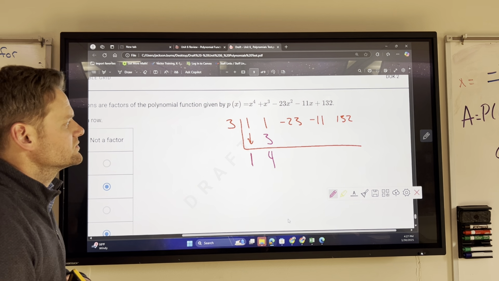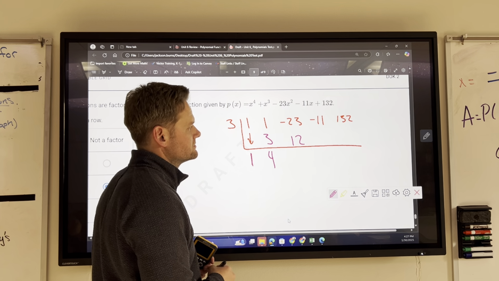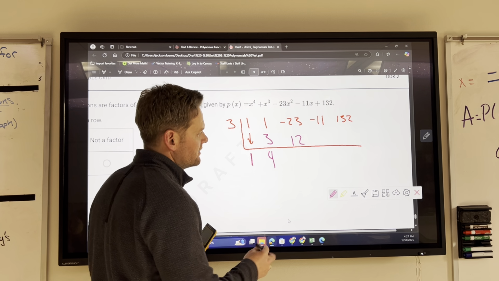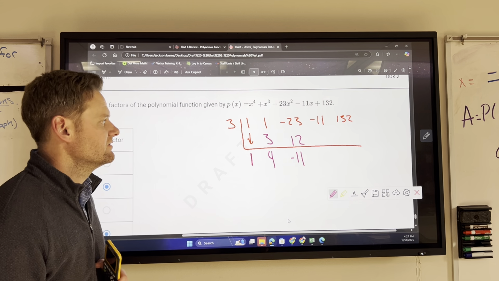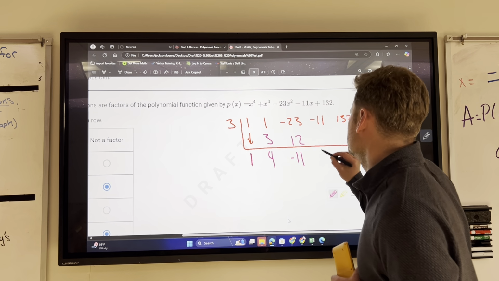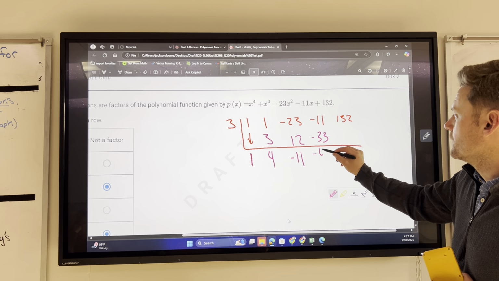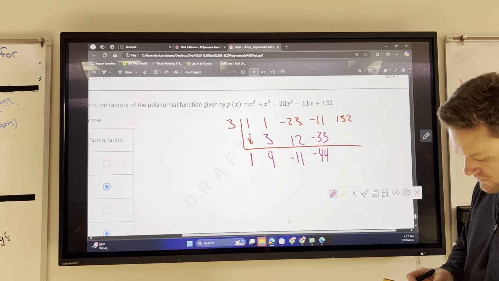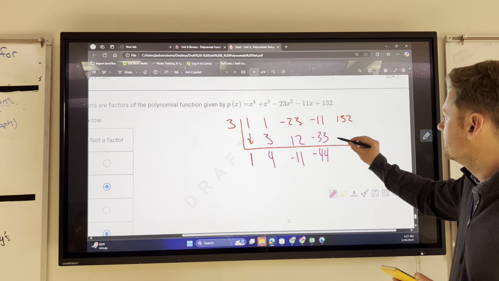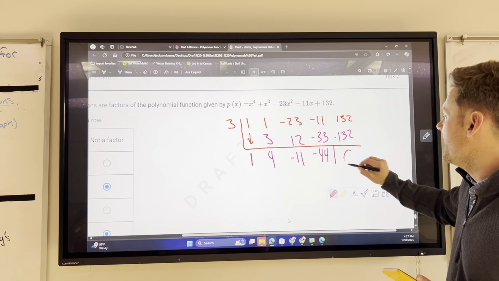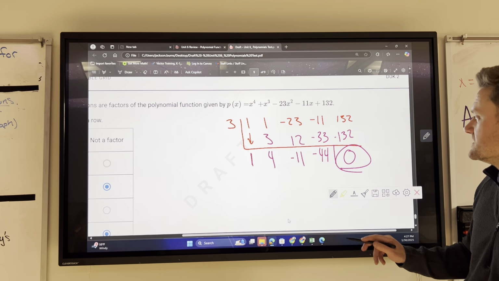3 plus 1 is 4. 3 times 4 is 12. Negative 23 plus a positive 12 gives you negative 11. 3 times negative 11 is negative 33. Negative 11 plus negative 33 is negative 44. 3 times negative 44 is negative 132. So what happened here is I got a 0, right? That means that one is a factor.